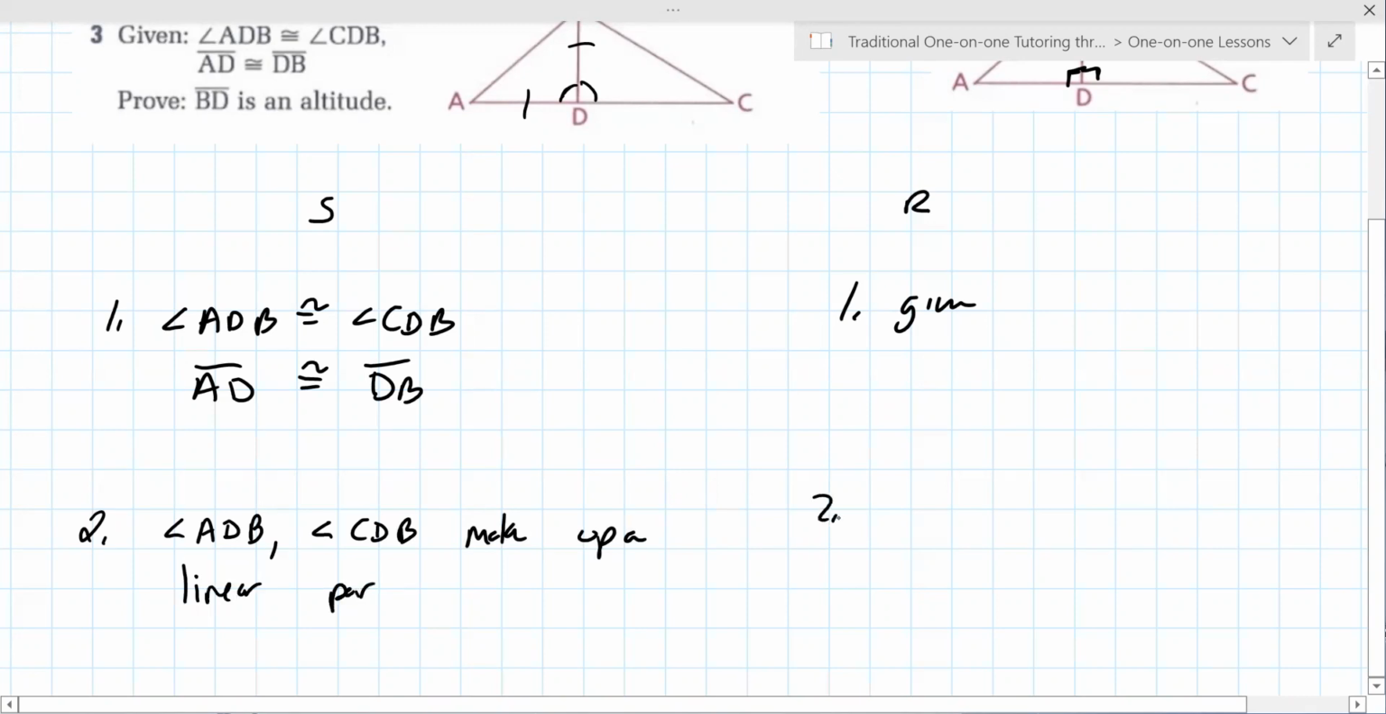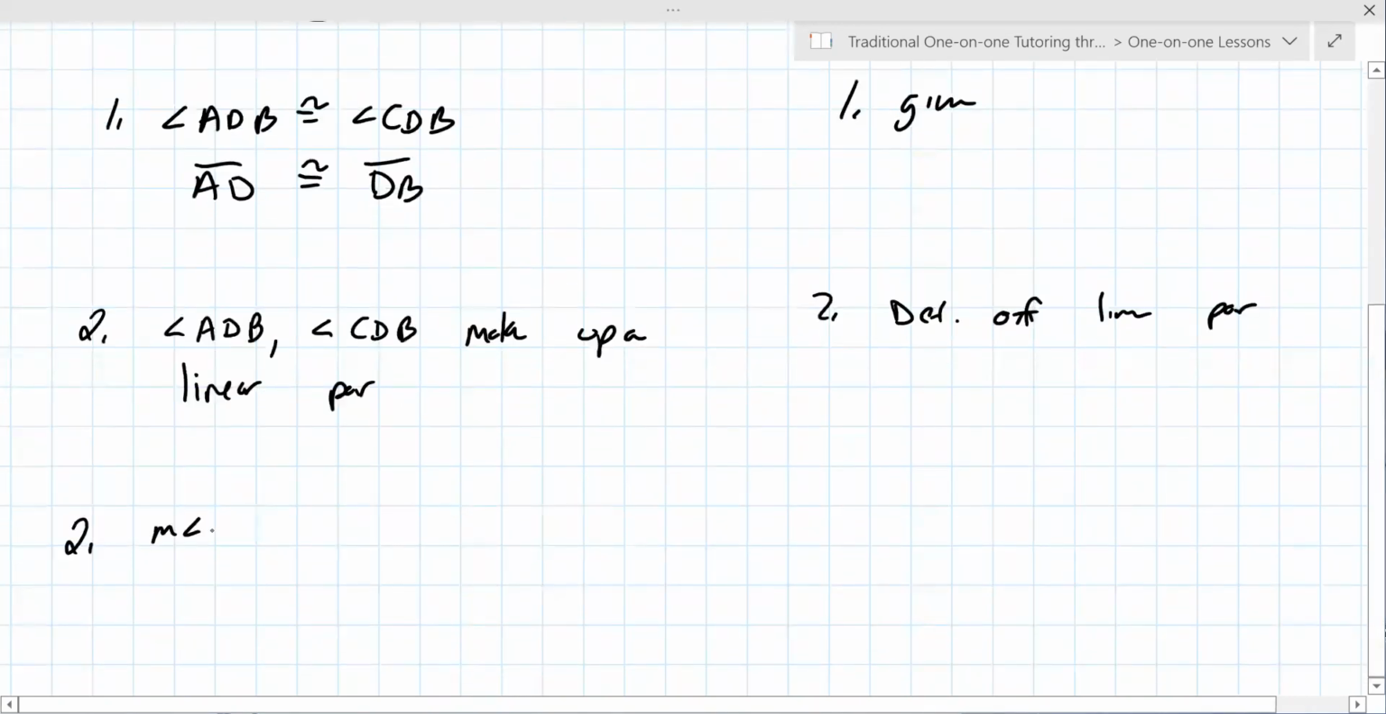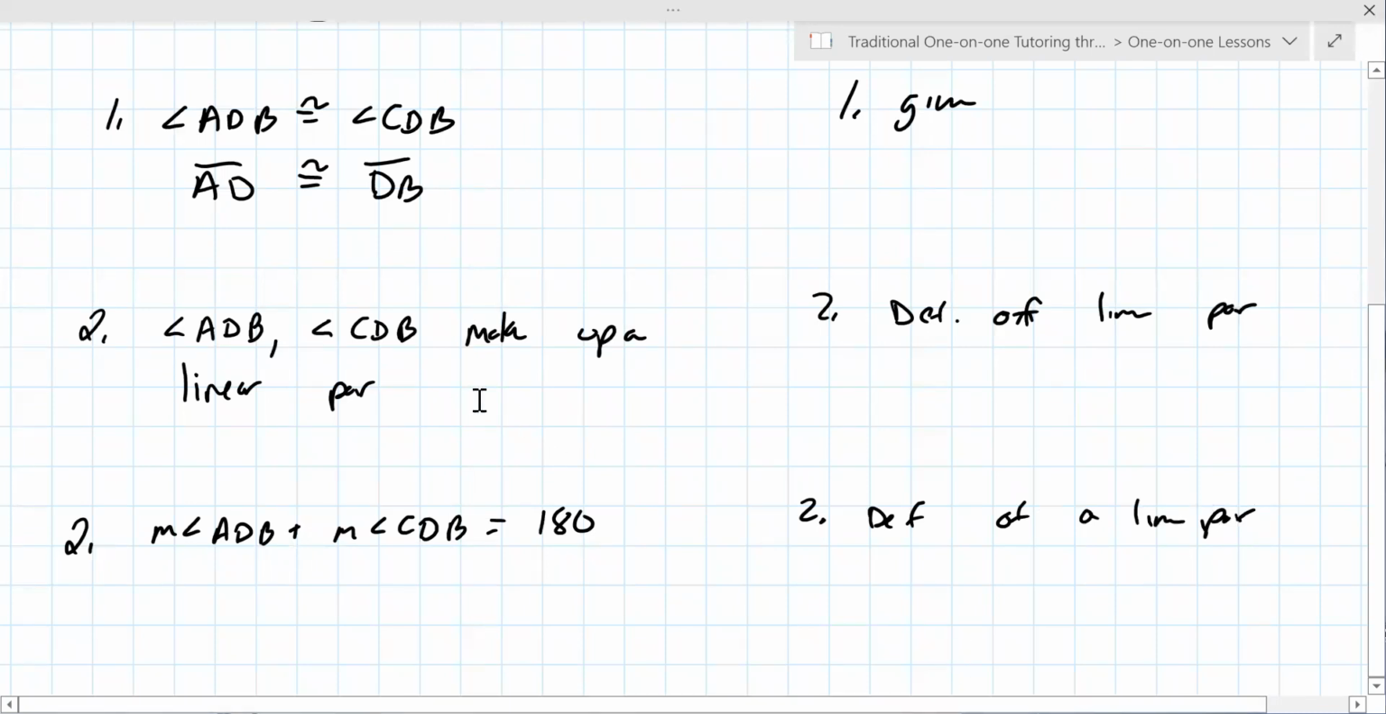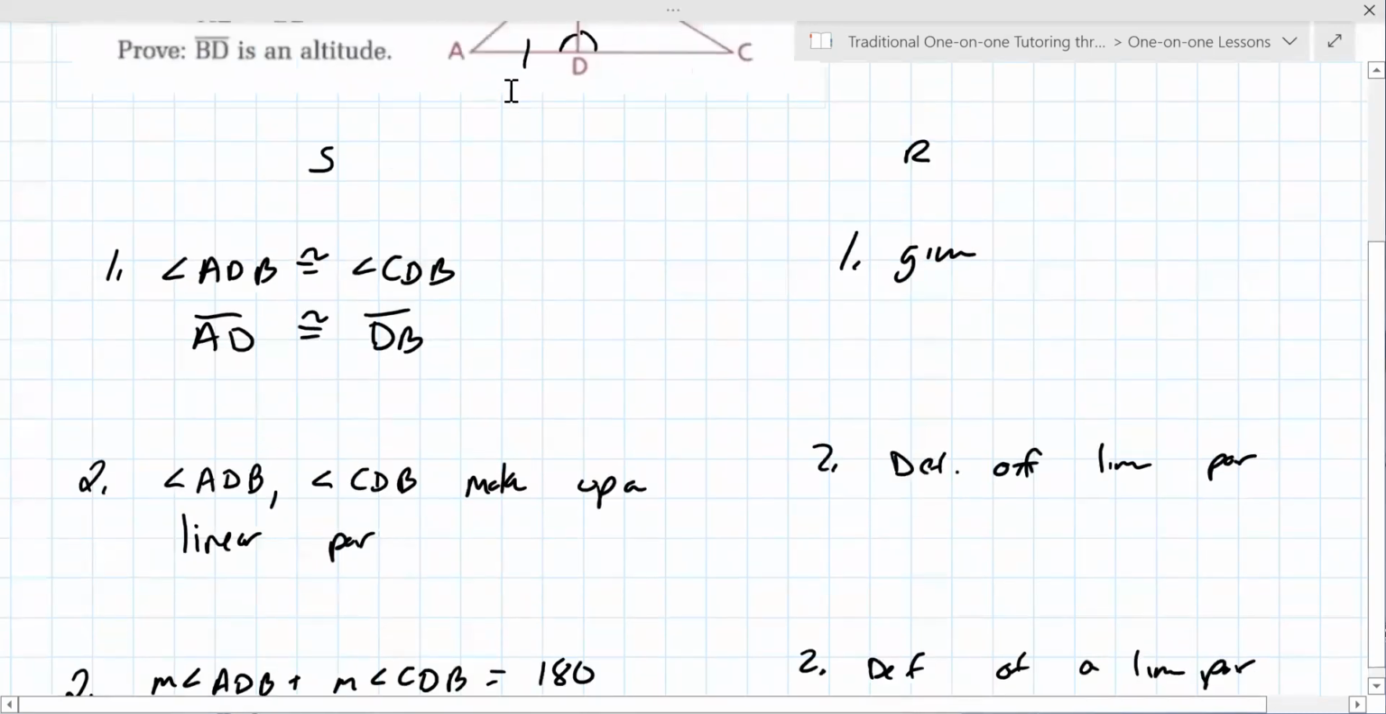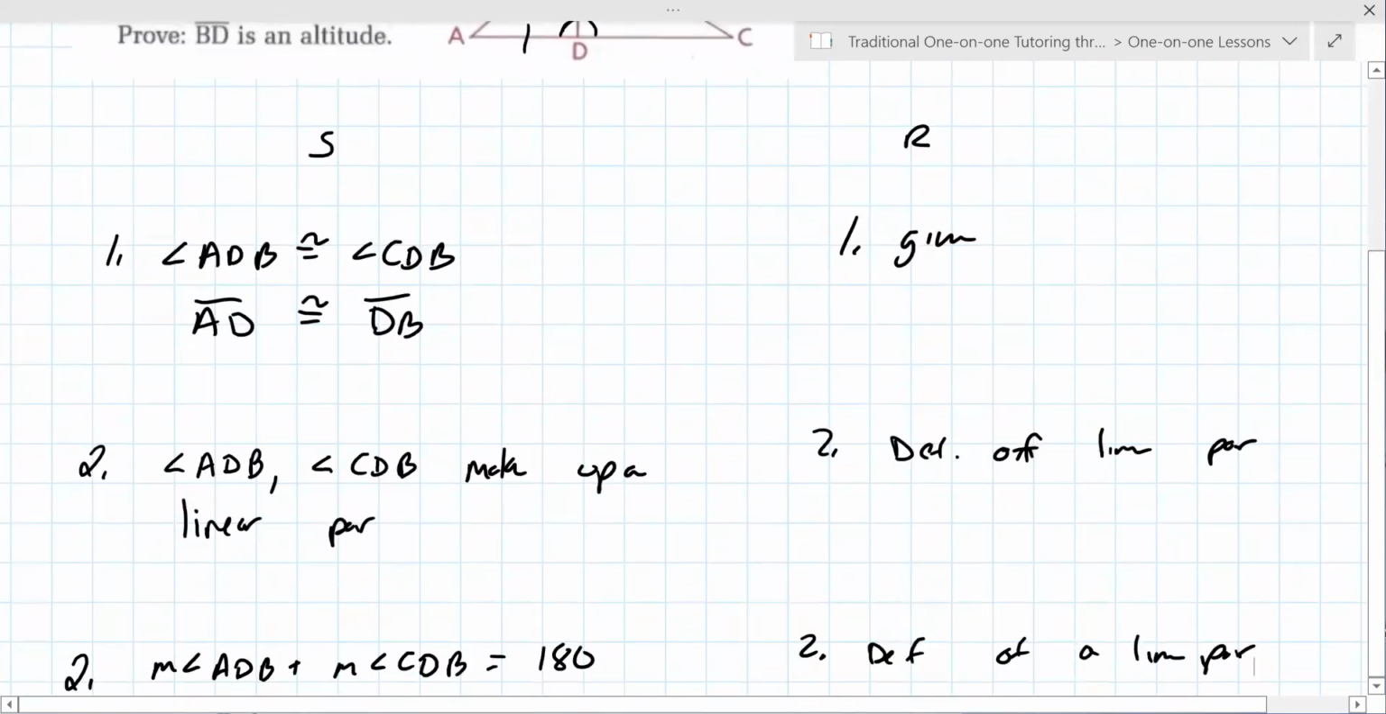And this is one of those where I'm not sure if you have to actually say this or if you can go right to the next one. That's the definition of a linear pair. Because the next one is that the measure of angle ADB plus the measure of angle CDB equals 180. And that's for sure the definition of a linear pair. I think you probably can go right to that, but what's missing here is whether they're on a straight line. I think they are, so you can probably go with that.